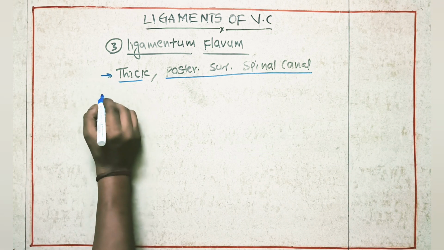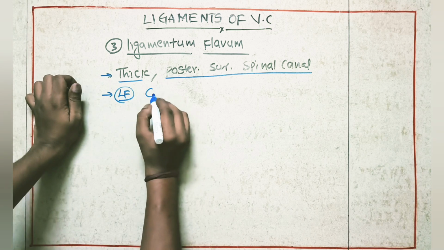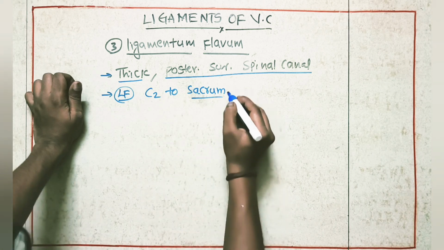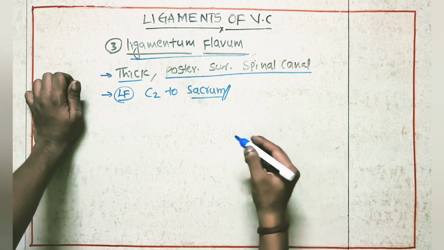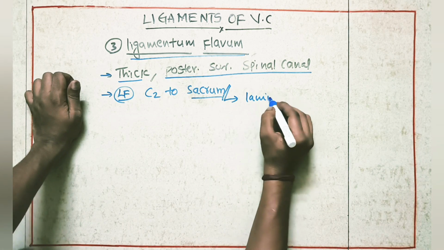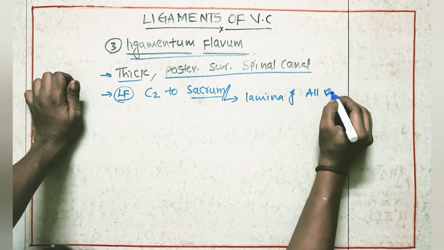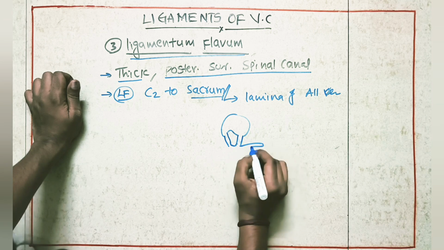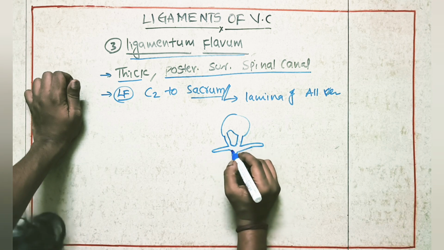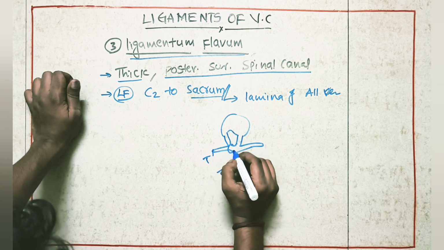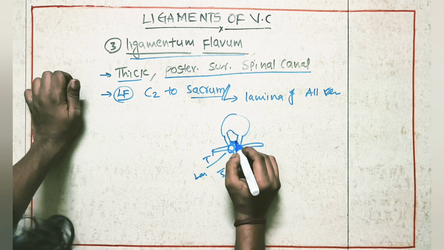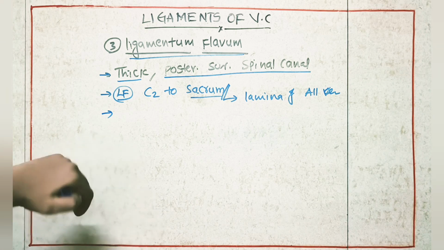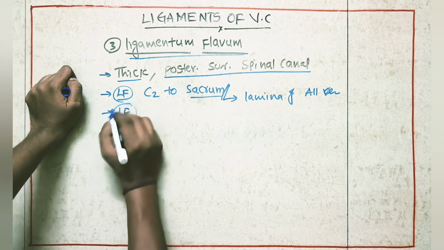The fibers of the ligamentum flavum extend from the second cervical vertebra to the sacrum, and it covers the lamina of all vertebrae. If we take the body, here we have the pedicle, then the transverse process and the spinous process. Between the transverse and spinous process is the lamina, so the ligamentum flavum will be present here and cover the laminae of the vertebrae.